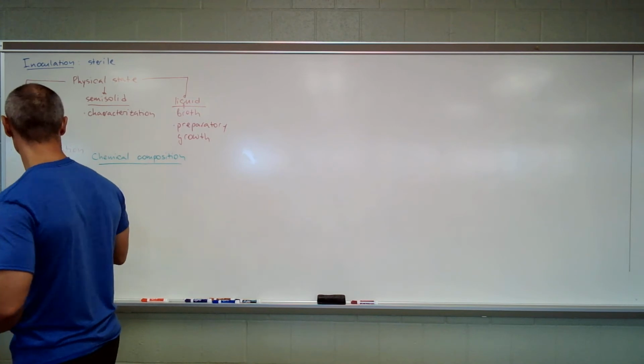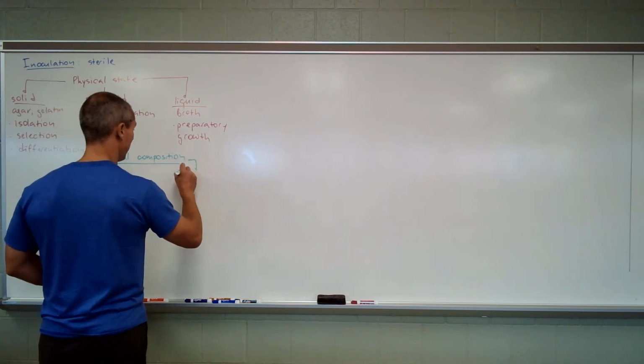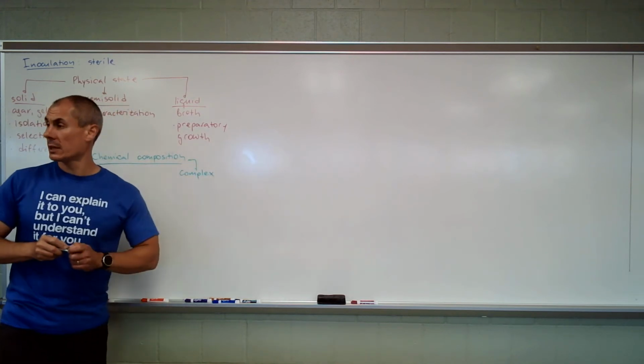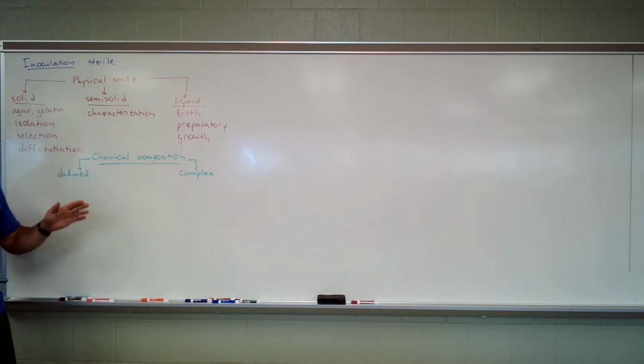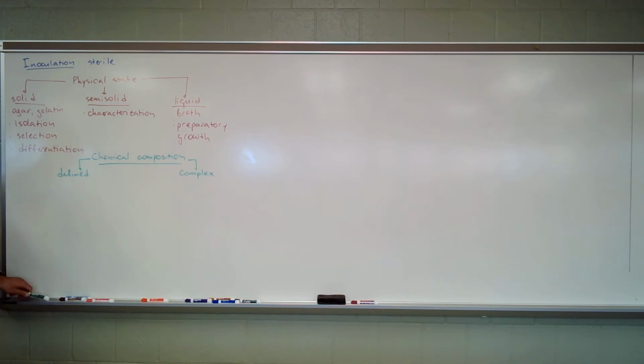Right, chemical composition. Two types: chemically defined medium and chemically complex medium. Now, I'm not going to put a lot of stuff on the board, but I'm going to discuss with you what's the difference here.